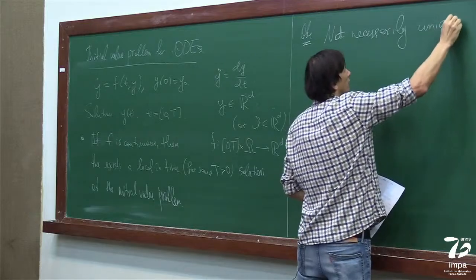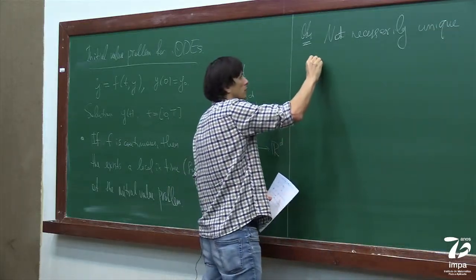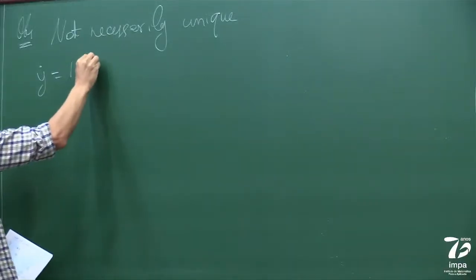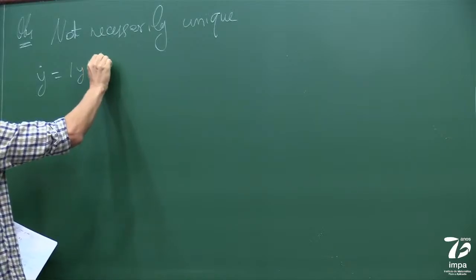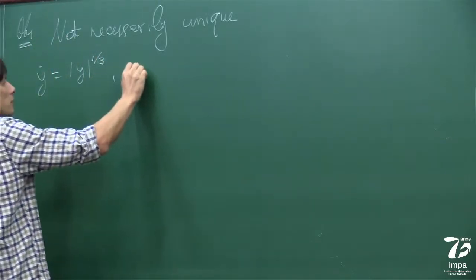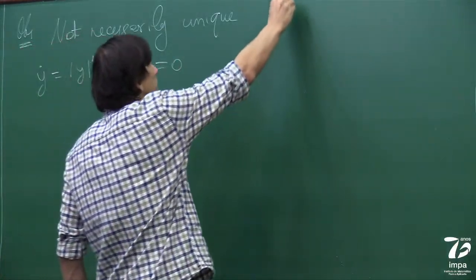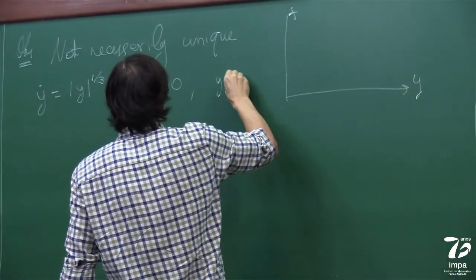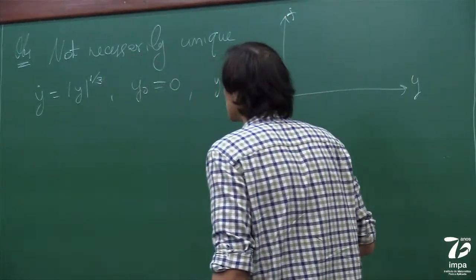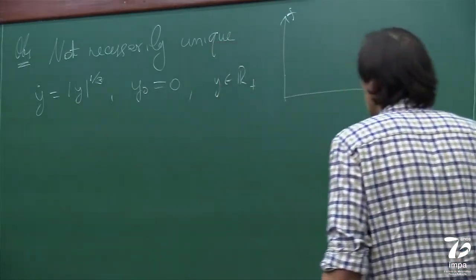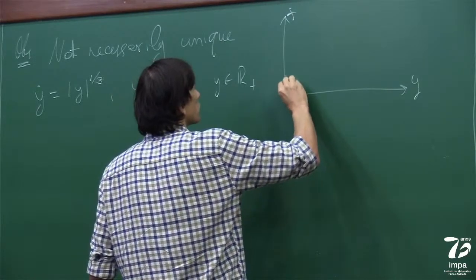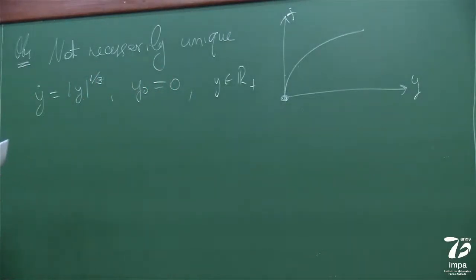I usually take an example which has meaning in fluid dynamics. Let's consider an example of this type, y dot equals y to the power 1/3, and we start at the origin. The function does not depend on time, it only depends on y, which is real, or in that case we can just consider positive. First of all, the function is a cubic root, so it looks like this. It's continuous, but not differentiable at 0. So what is the solution?